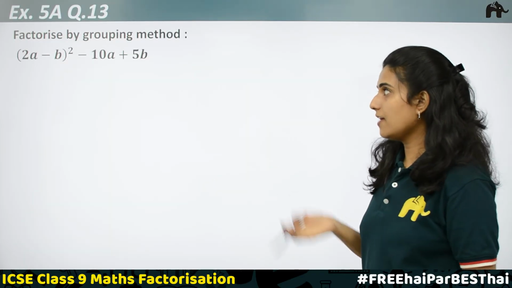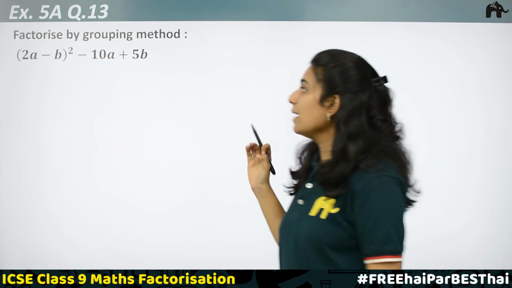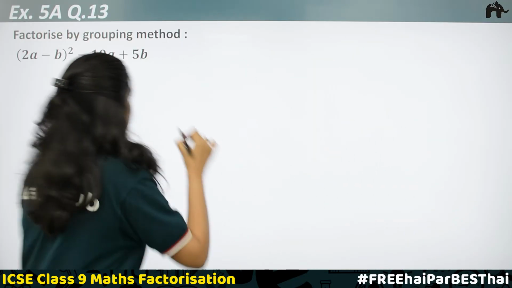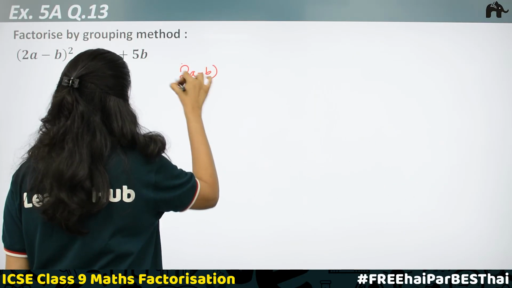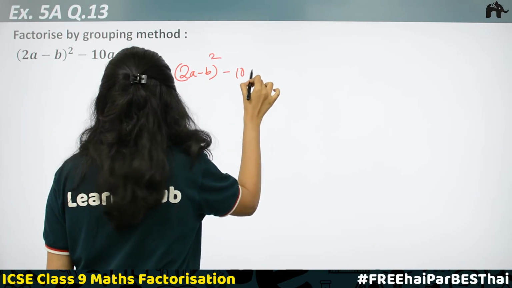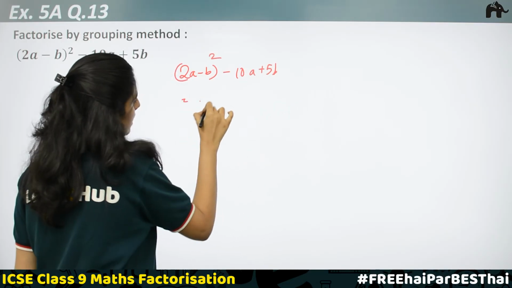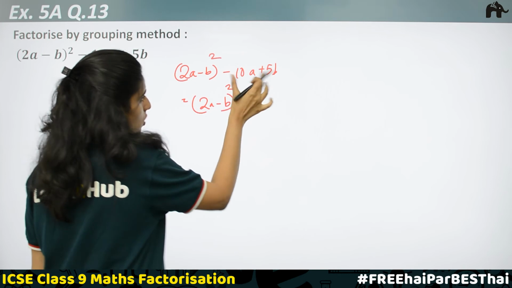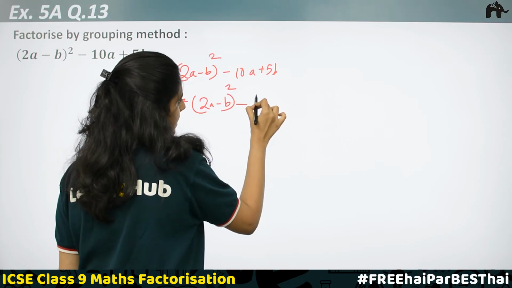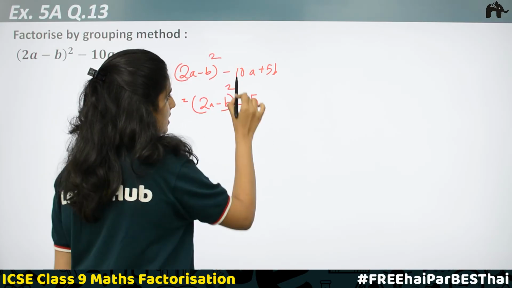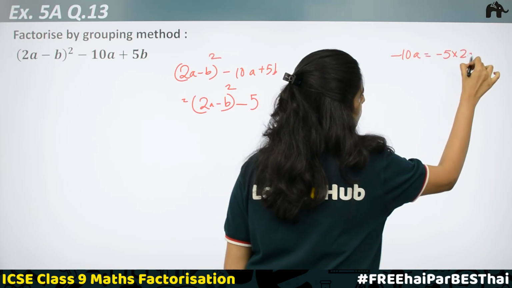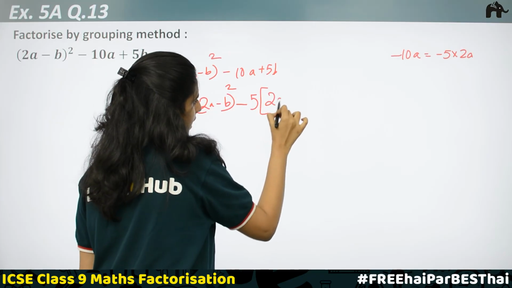Question 13 of exercise 5a, factorize by grouping method: 2a minus b whole square minus 10a plus 5b. So here we have 2a minus b whole square. What about this, minus 10a plus 5b? Is there anything common? This is equal to 2a minus b whole square. What is common? 5 is common, right? So 5 can be taken out. With the negative sign, I am taking 5 out. Minus 10a will be equal to minus 5 into 2a, so 2a will be inside the bracket.